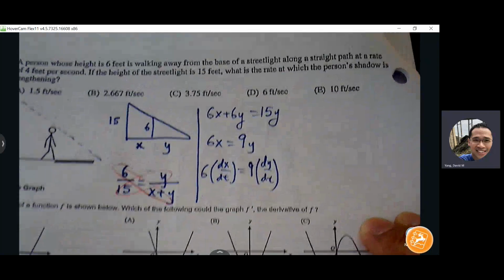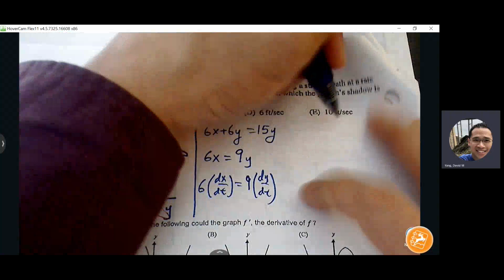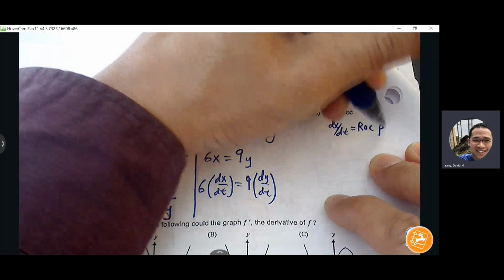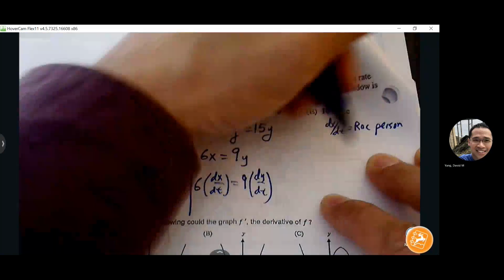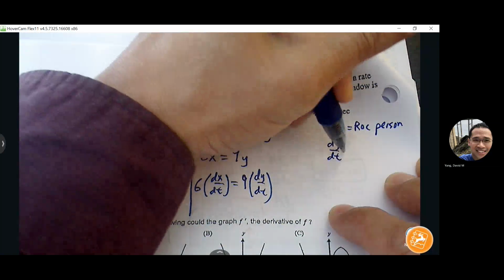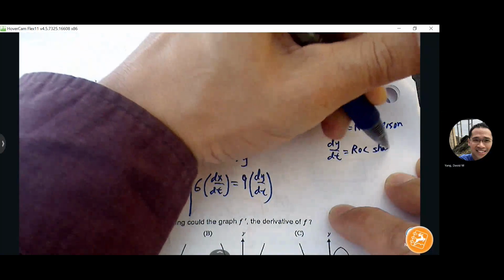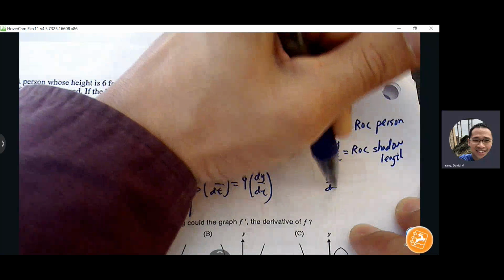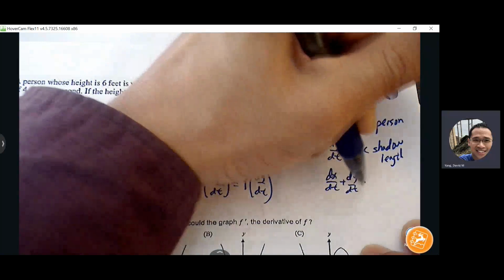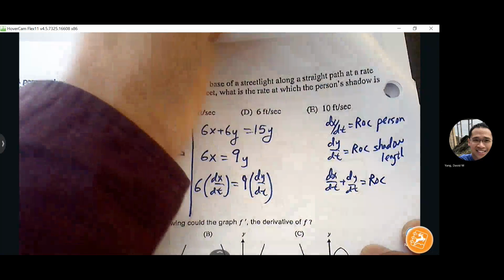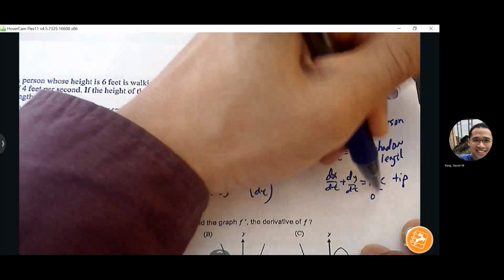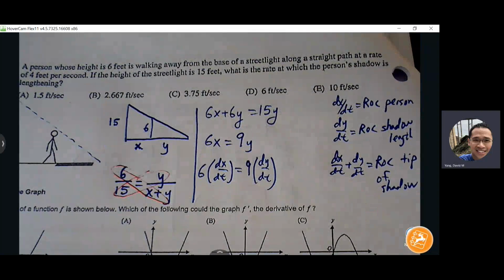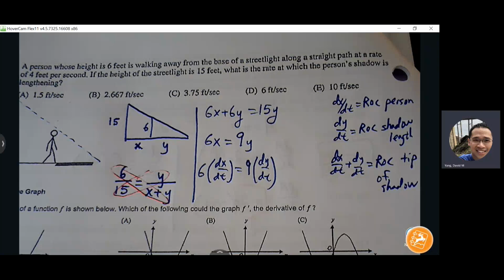Now, the way that I define these variables is very specific in terms of what they mean. So let me write them out for you here. dx dt is the rate of change of the person walking. dy dt is the rate of change of the shadow length. And if I add the two rates together, dx dt plus dy dt, you guys remember rate of change of the what? At the tip of the shadow. And so those are all the components. The equation is easy. You just have to know what each of them represent.